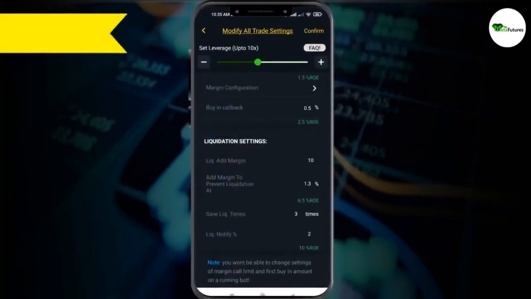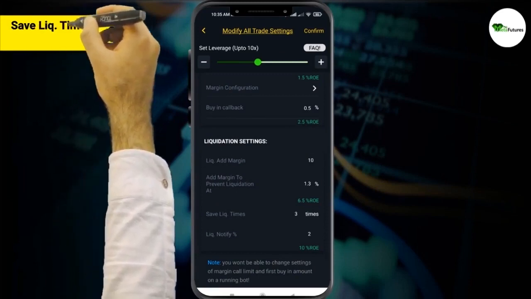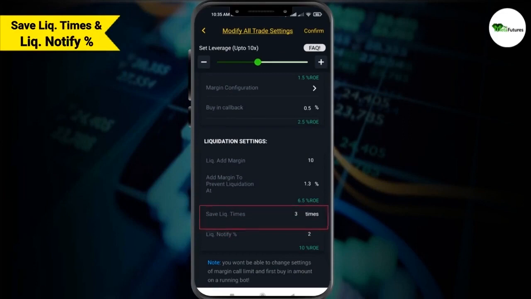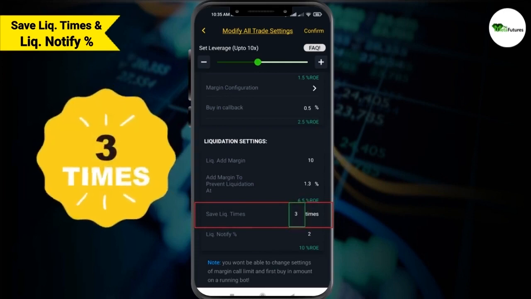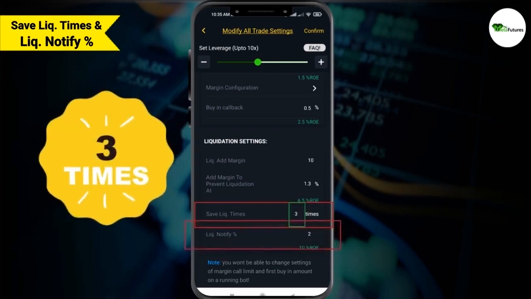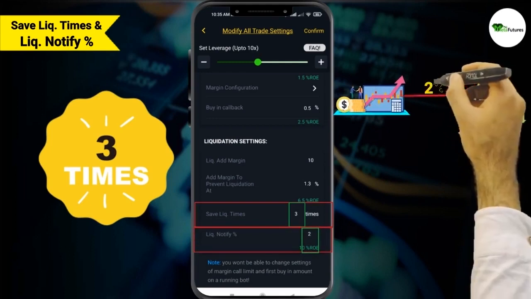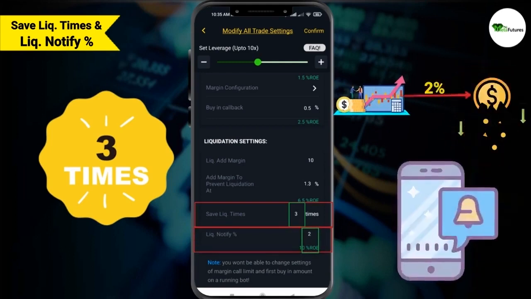Next is save liquidation times and liquidation notify percentage. Save liquidation times is the number of times you want the bot to add liquidation margin automatically. As I have entered 3 times in save liquidation times, the bot will add the liquidation margin amount 3 times. Next is the liquidation notify percentage. In it, I have entered a 2% value. When the margin between the current price and liquidation price remains 2%, then the bot will send a notification on your phone.